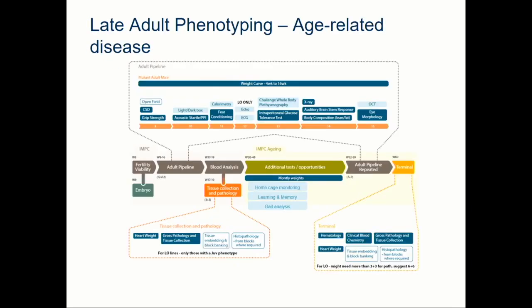Another aspect we're introducing is late adult phenotyping. So we do the whole adult phenotyping pipeline and then carry on aging the mice up to a year old, and then repeat the whole adult phenotyping pipeline to try and discover differences that will correspond to late onset disease. And because we're doing this aging period, this gives us a much bigger window to introduce some new tests, such as home cage monitoring.